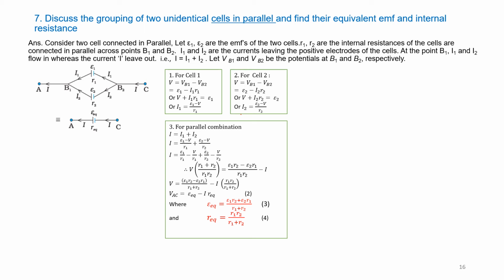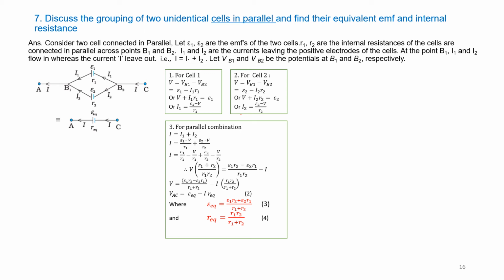Again, retaining only V on the left side and transferring all other things to the right, we get V equal to (E1 R2 plus E2 R1) divided by (R1 plus R2) minus I into R1 R2 divided by (R1 plus R2). Please write this down repeatedly, and you will understand. This is equivalent to VAC, the EMF between terminal A and C. This is given here as E equivalent and R equivalent.